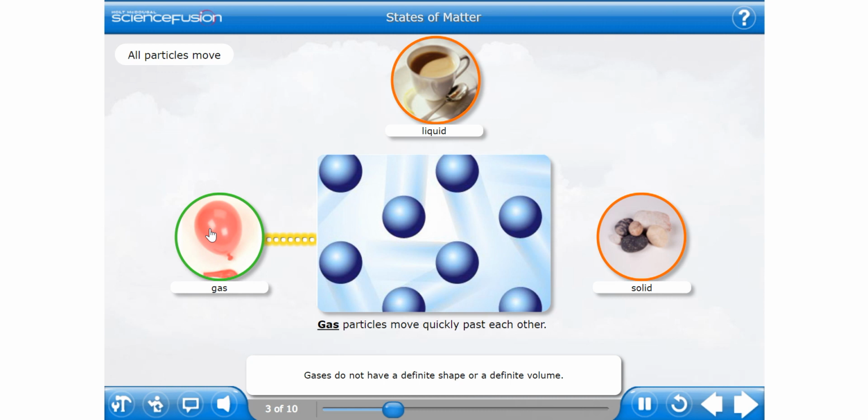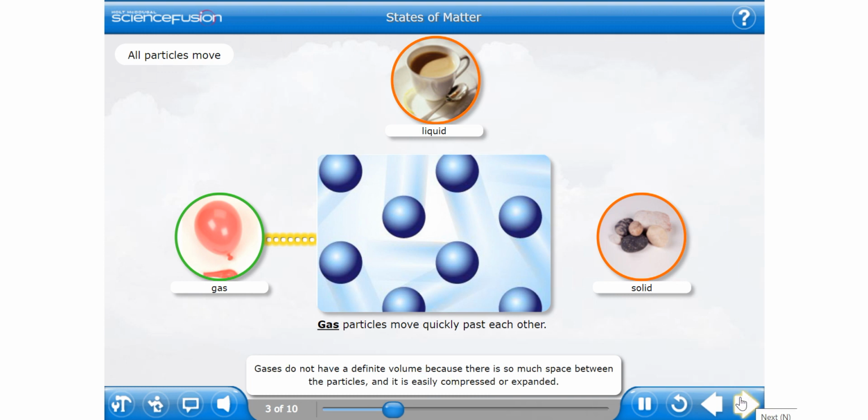Gases do not have a definite shape or a definite volume. Particles in a gas move quickly and are far apart from each other. A gas takes the shape of its container because its particles move apart to occupy any space that they are in. Gases do not have a definite volume because there is so much space between the particles, and it is easily compressed or expanded.